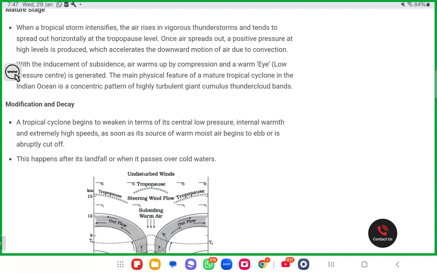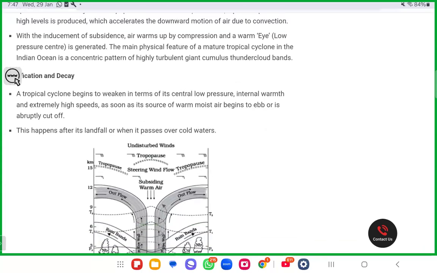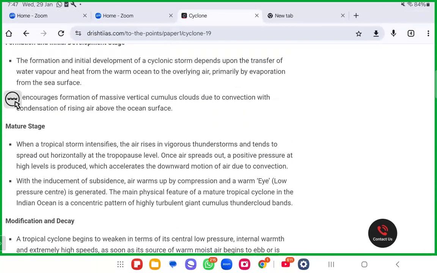I will just show you one diagram, the one over there for the extratropical cyclones. So see, as you can see, the formation stage.